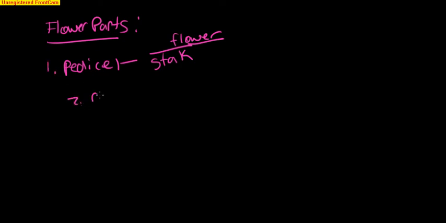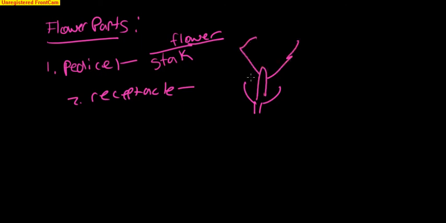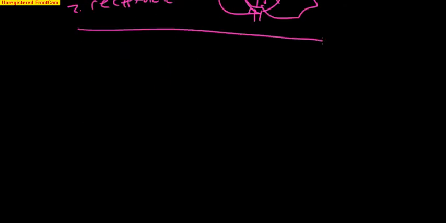Part number two is the receptacle. What does this do? Well, it's the enlarged end of the pedicle. So what you have is the pedicle here, and then you have the receptacle, and then you have different parts going out, and then you have the flowers and this sort of stuff. So this part is the receptacle. And it holds the remainder of the flower parts. Those are the main structural ones.